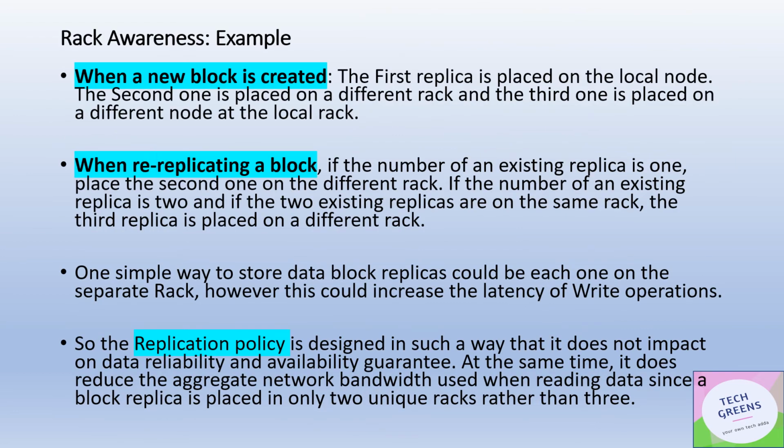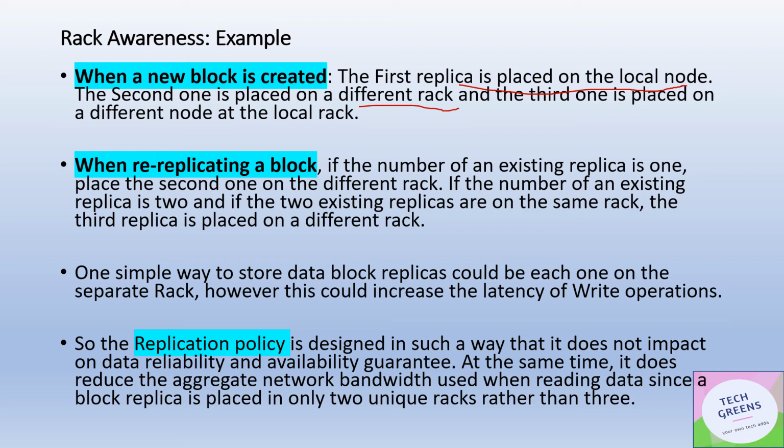Now let's try to understand it with an example, like what happens exactly when you try to create a block. So as soon as you try to create a new block, let's say you're trying to save some file in the HDFS and blocks are created. So the first replica is placed on the local node, whichever is the closest to the client which is trying to write that particular file. The second one is placed on a different rack altogether, and then the third replica would be placed on a different node at the local rack.